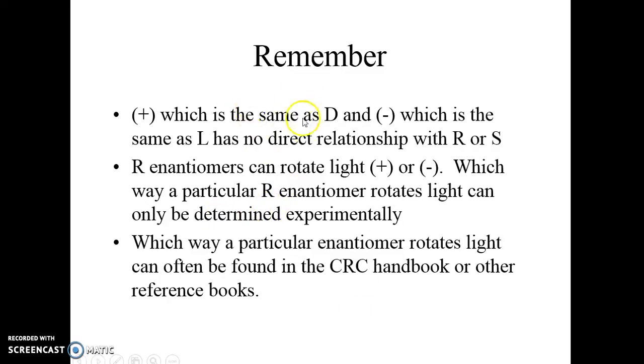Remember, plus is the same as D and negative is the same as L, but they have no direct relationship with R or S. So R enantiomers can rotate at positive or negative. It can only be determined experimentally. You can find specific rotations in a lot of handbooks, including the CRC handbook and a lot of other reference books.